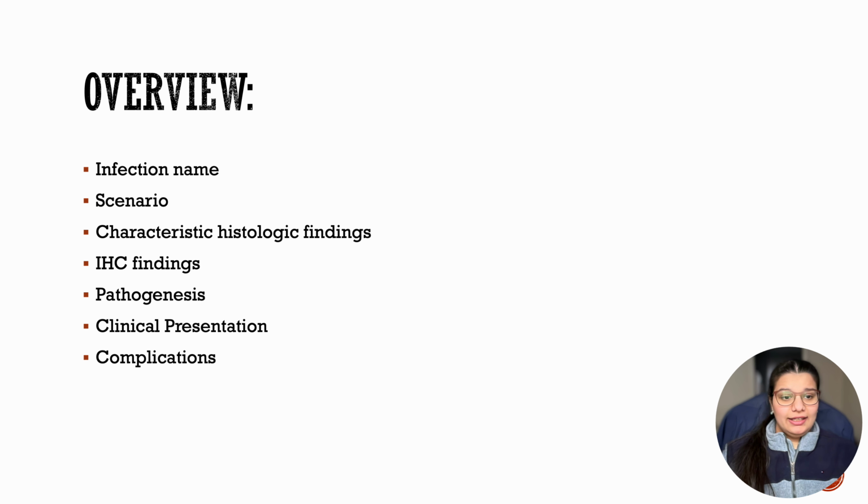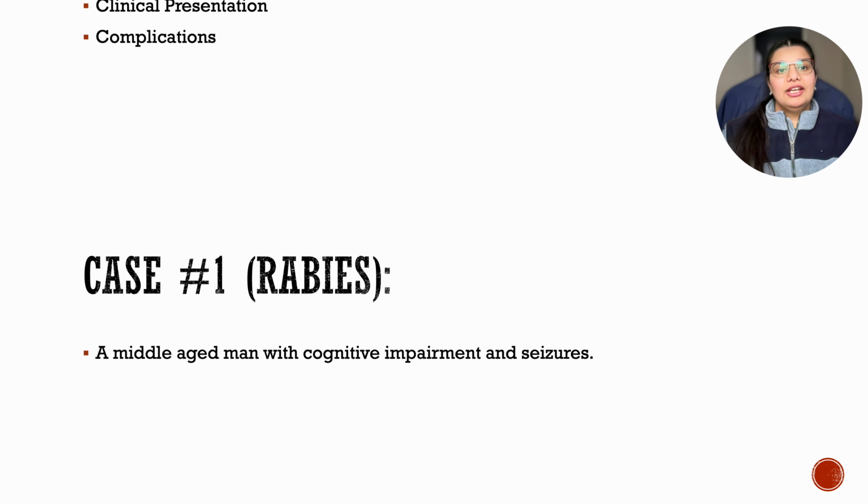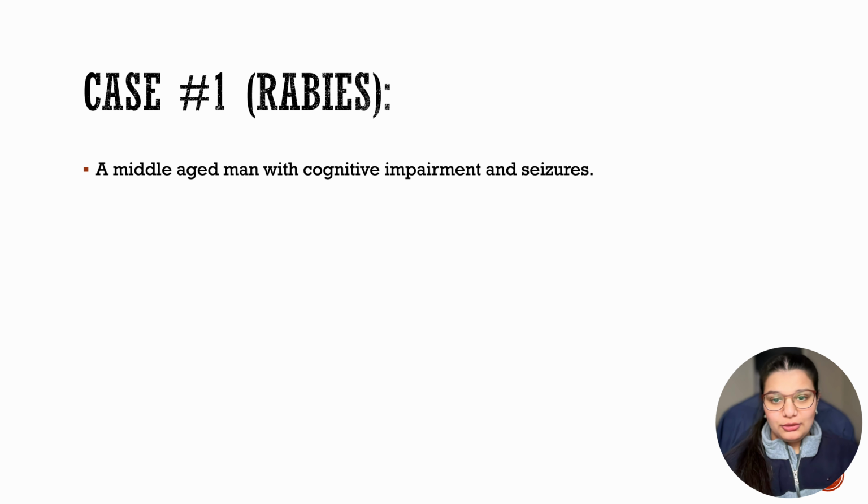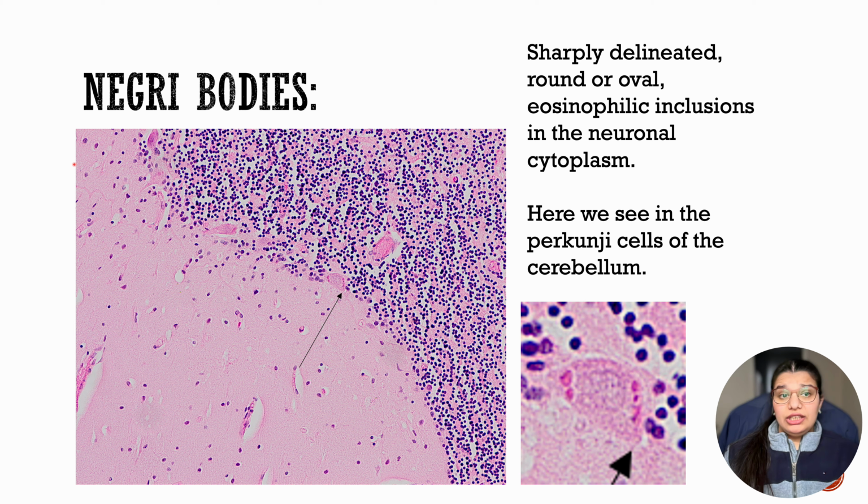So let's get started. Today, in this video, our topic of discussion is rabies. So, what is rabies? Just give me a minute, I'll change the pointer. Okay, so this is rabies. This patient was a middle-aged man presenting with cognitive impairment and seizures. On H&E, what we saw were the Negri bodies.